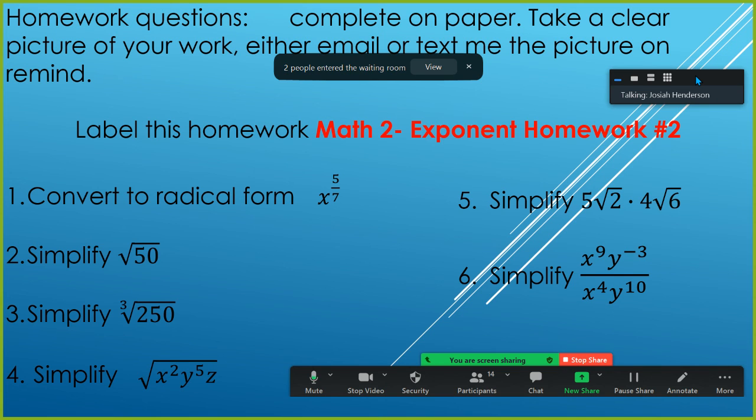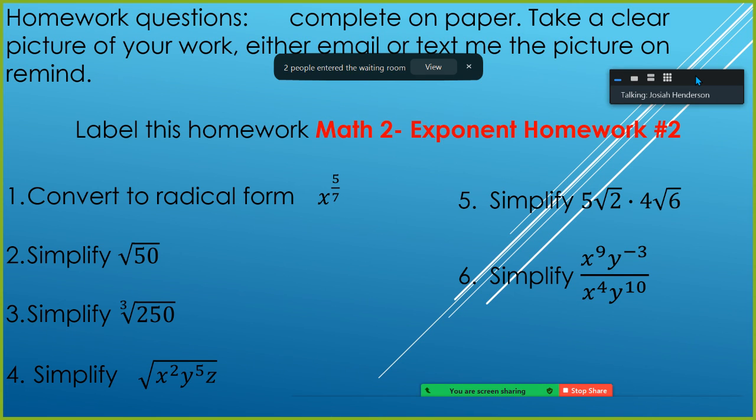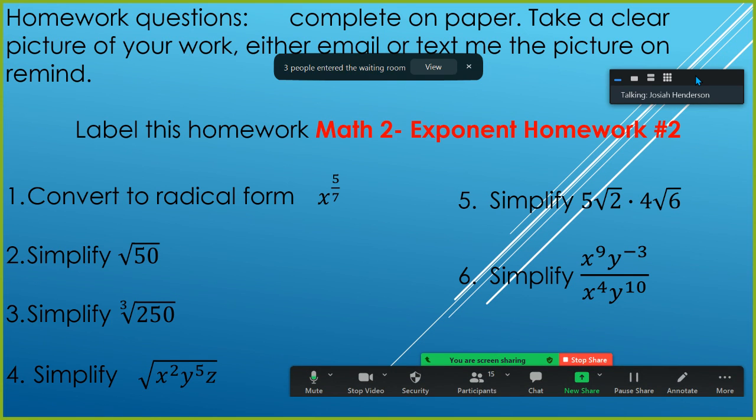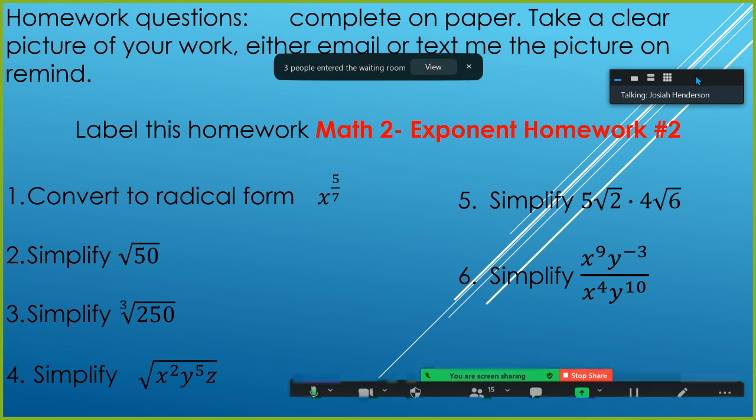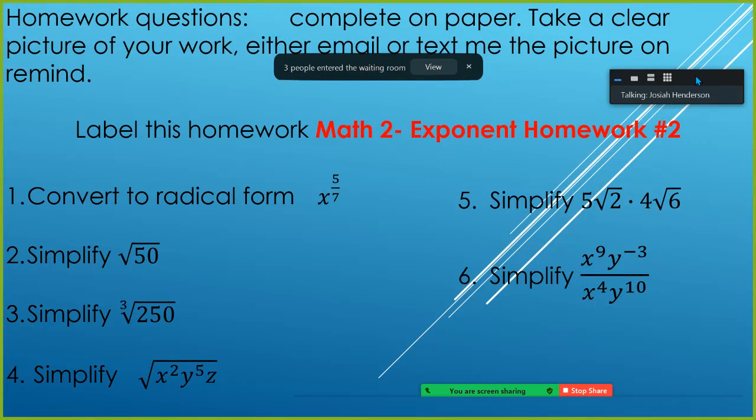So please, just a reminder, do these 6 problems on paper. When you're done, take a clear picture so I can see it, and then either email it to me or text me. If you're emailing it, make sure to label it Math 2 Exponent Homework number 2, because last week I'm calling that number 1. That way I can differentiate between your different pictures. And if you text it to me, that's fine. Just write it at the top for me, so that when I download it, I'll be able to easily keep track of it.